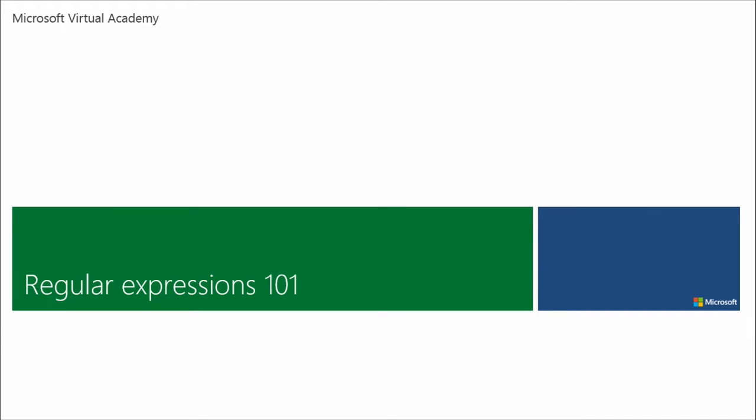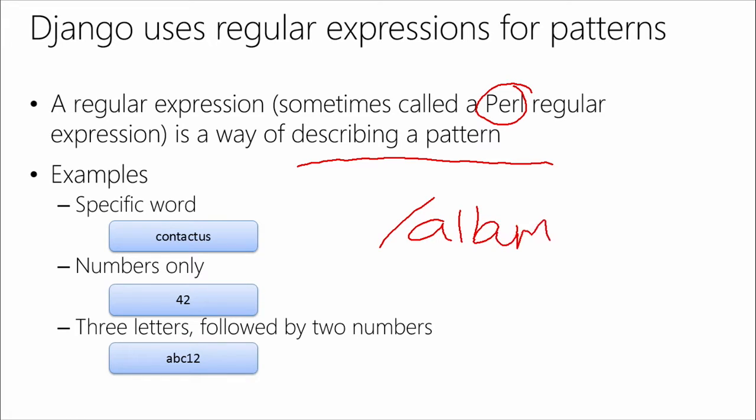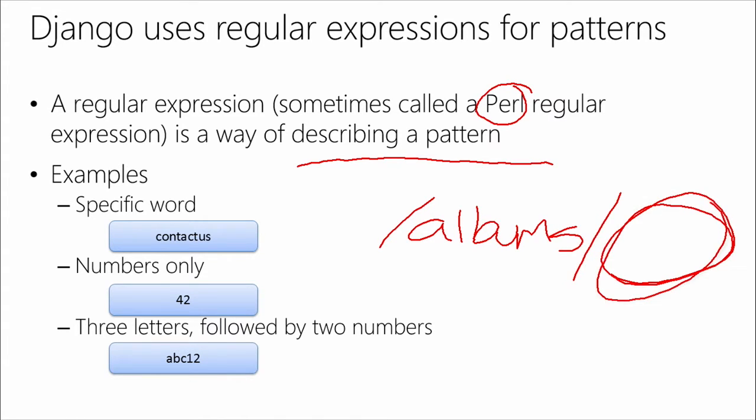Good old root URL conf. So let's talk about how we're going to manage those patterns. Patterns are going to be matched up by utilizing regular expressions. If you haven't used regular expressions in a little while, that's what we're now going to introduce. Django uses those regular expressions for those patterns. A regular expression, sometimes known as a Perl regular expression, is a way of describing a pattern. So we know we're going to have that /albums/ and then something afterwards.